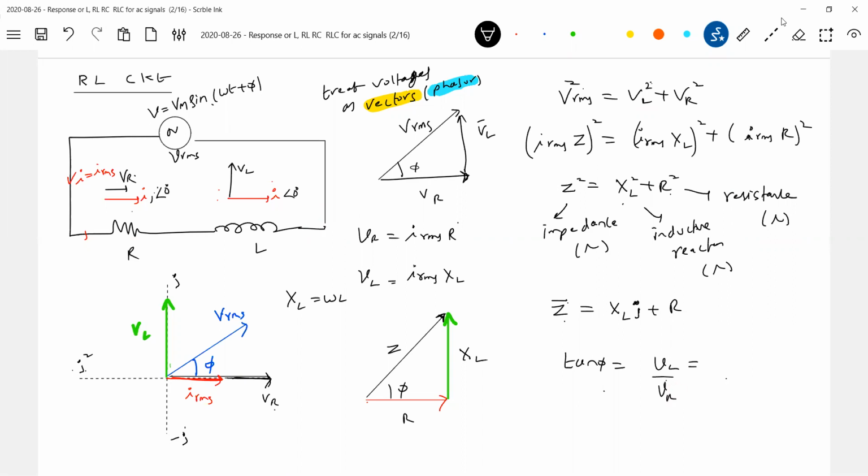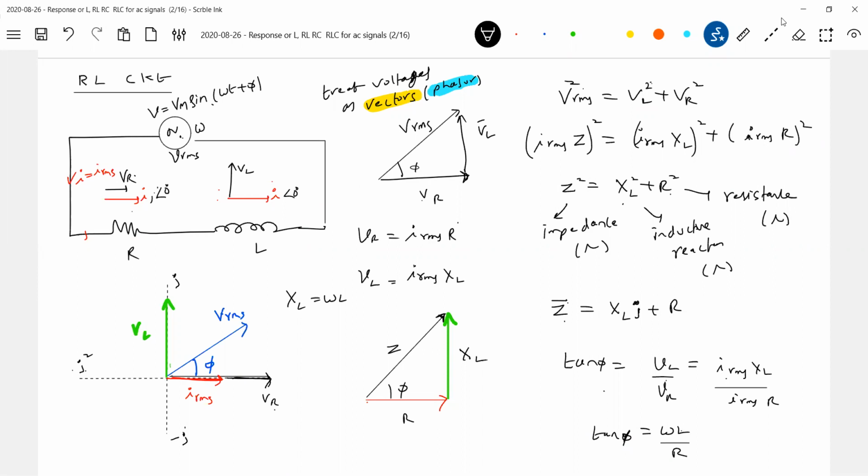And now you have to ask questions. Are these VL, VR RMS, instantaneous or maximum? Let there be RMS only. So VL equals IRMS into XL, and VR is IRMS into R. Further, XL is omega L. So the phase angle of the circuit depends on what? Omega L and R, which means by varying the frequency of the source.